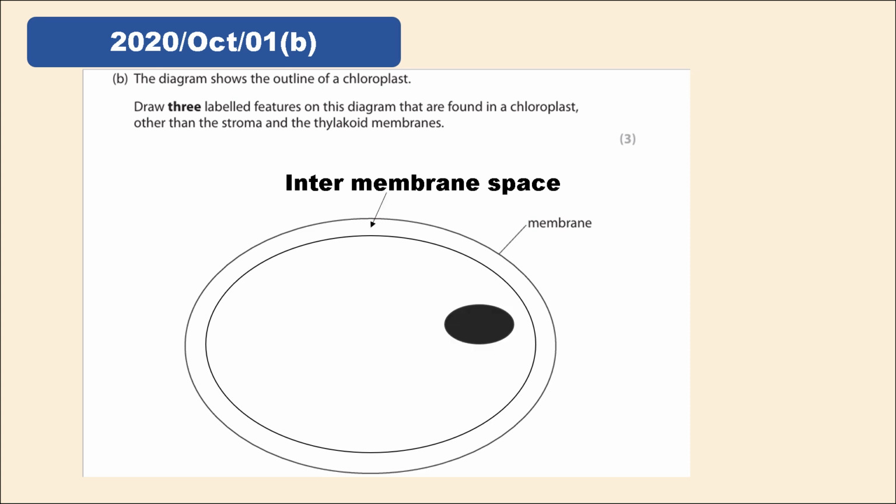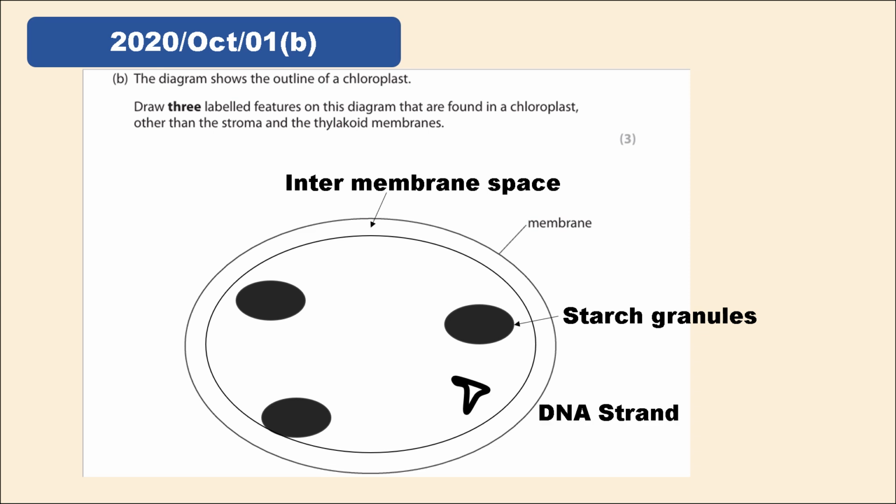intermembrane space, starch granules, DNA strand, and finally ribosomes. Be sure to draw each feature clearly and label it accurately.